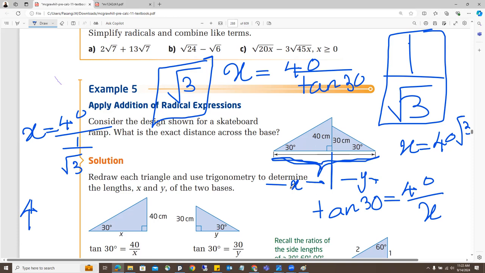Anyway, I have found the value of x now. Try to find this length.